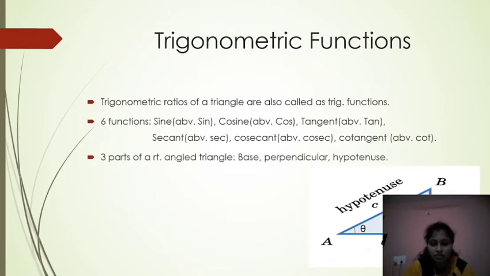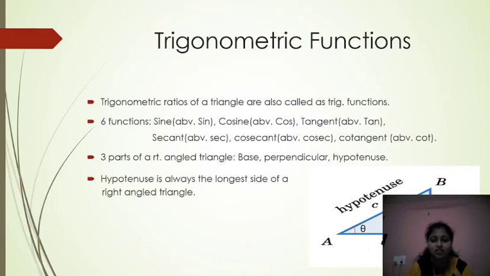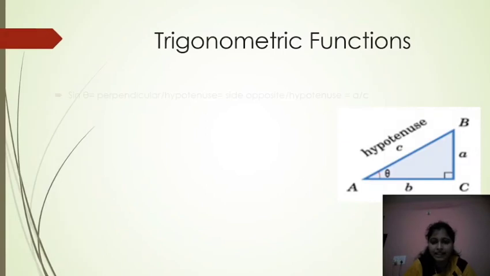There are 3 parts of a right angle triangle, as you all know: base, perpendicular and hypotenuse. Hypotenuse is always the longest side of the right angled triangle, and perpendicular will always be the shortest side of the right angled triangle. Coming next, we'll be learning about different trigonometric functions.